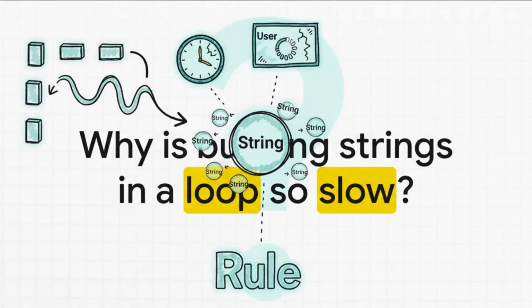Oh man, we've all been here, right? You're looping through a big list of data, maybe building a CSV file or some JSON, and your whole application just slows to a crawl. The UI freezes up. What on earth is going on? Well, the answer goes all the way back to that golden rule we just talked about.